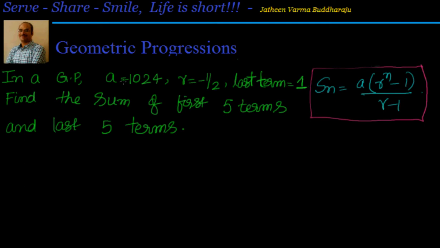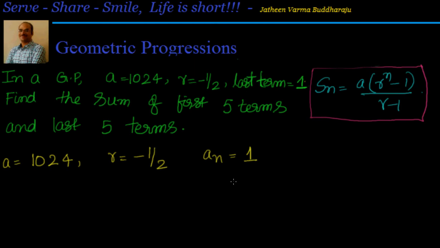In a geometric progression, the first term is 1024, so I know that, and I have been given that r equal to minus 1 by 2. That means we know that a equal to 1024. We also know r equal to minus 1 by 2. We know that last term equal to 1. That means if there are n terms in the geometric progression, the last term is equal to 1.